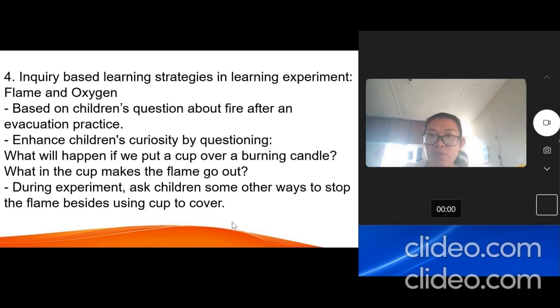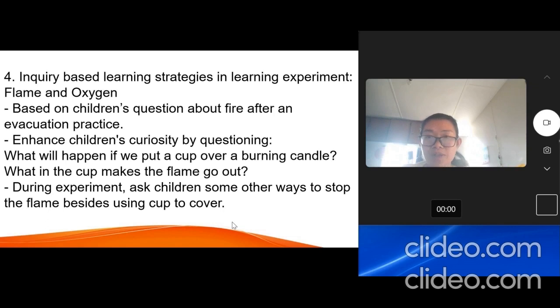So before we start the experiment, I ask students what will happen if we put a cup over the burning candles. And then students have really different answers, which I will talk about in the next part. And then the next question is, what in the cup makes the flames go out? Some children say the flame goes out.